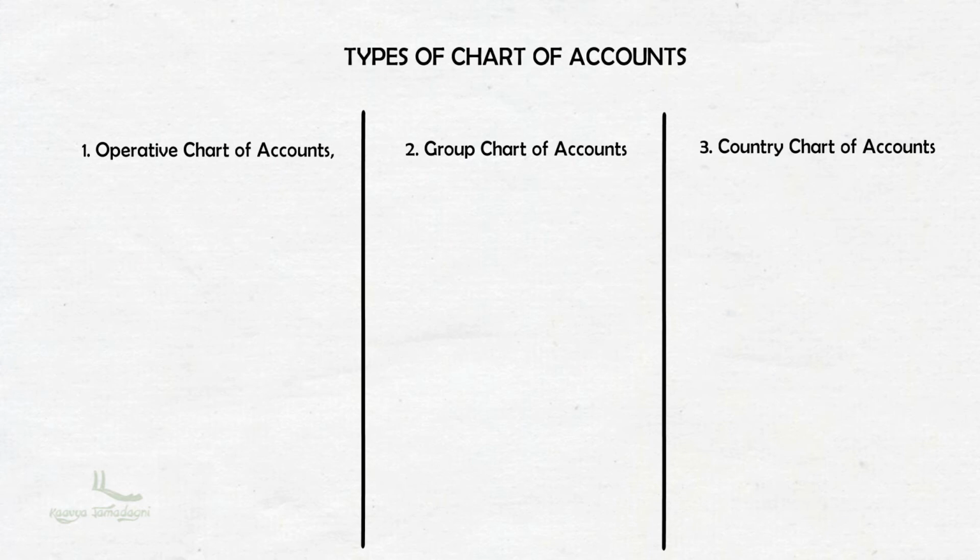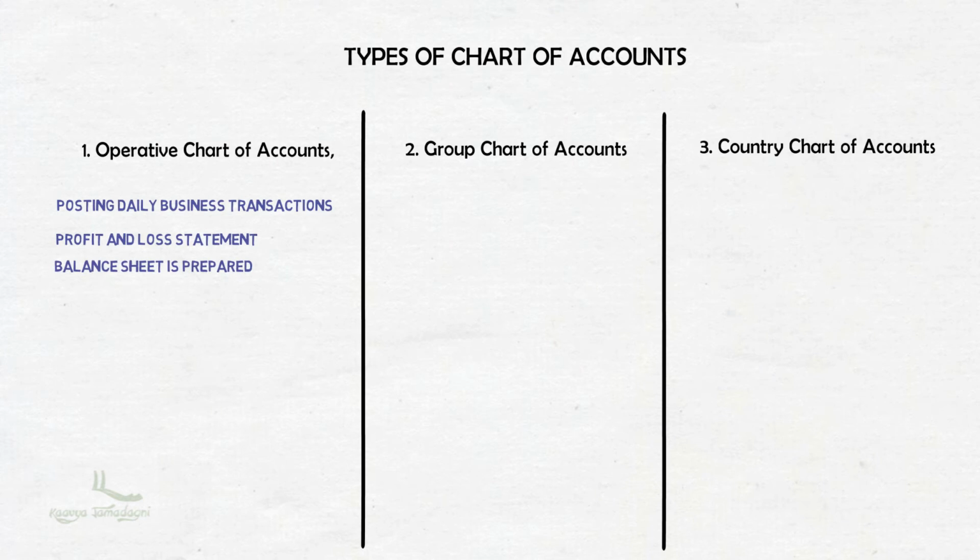The operative chart of accounts is used to record your day-to-day business transaction. All the GL accounts created under operative chart of accounts are used for posting your daily business transactions. From this operating chart of accounts, your profit and loss statement and balance sheet is prepared. And maintaining the operating chart of account is mandatory. Without the operative chart of accounts, you cannot implement the SAP.